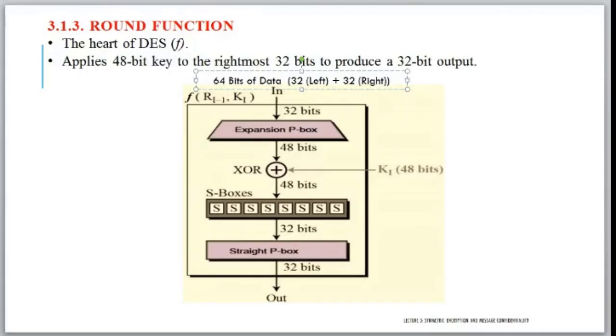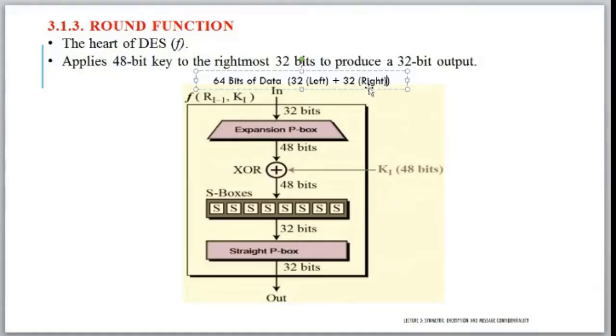Now, the next step: I take only the rightmost 32 bits. Teacher, what happened to the left 32? The left 32, I'm not going to touch. I'm taking only the right side 32 bits. But the key is 48 bits, and here I have 32 bits of data. So these two things are not going to match. 32 bits of data, 48 bits of key.